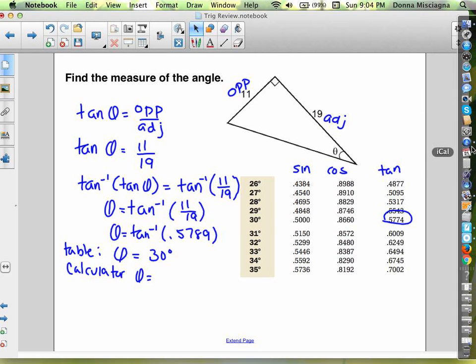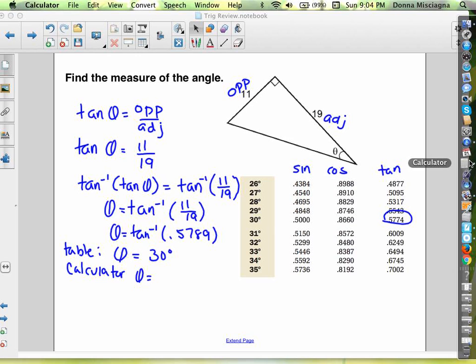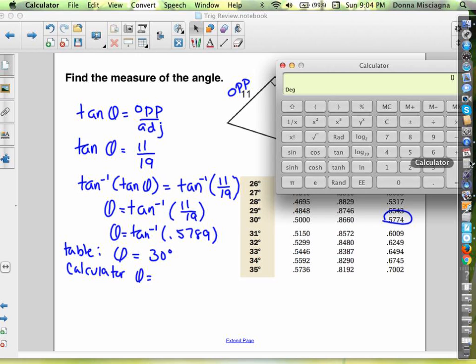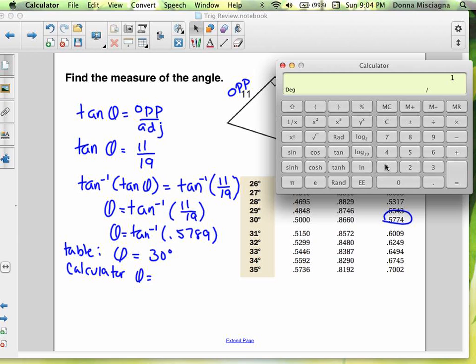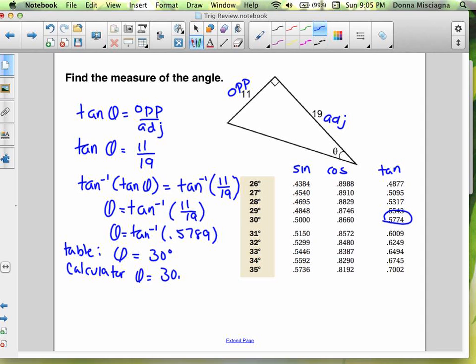And I just need the calculator again. All right, so we're going to take 11 divided by 19 equals, and then hit, we need arctan, not tangent, arctan. And look how close we are to 30 degrees. If we rounded to the nearest degree, we'd be absolutely correct, right? It's actually 30, if we round to two decimal places, is 30.07. So pretty close with the table. 30.07 degrees with the calculator.